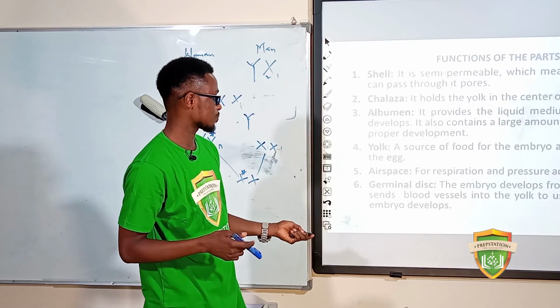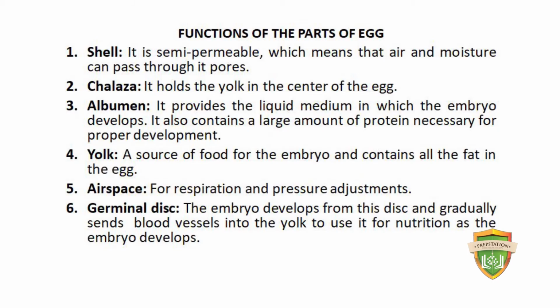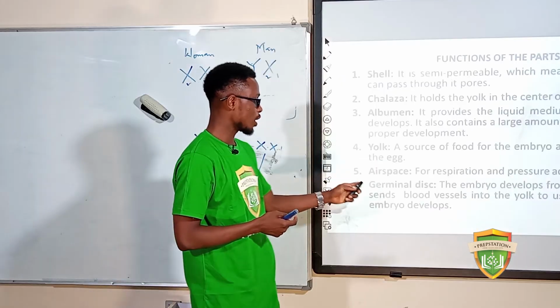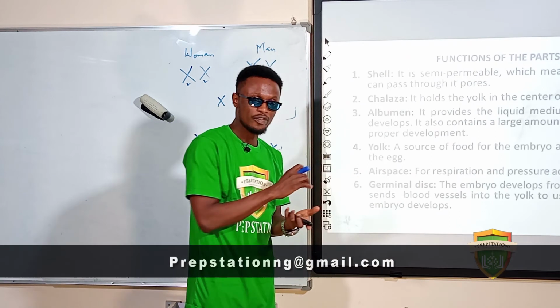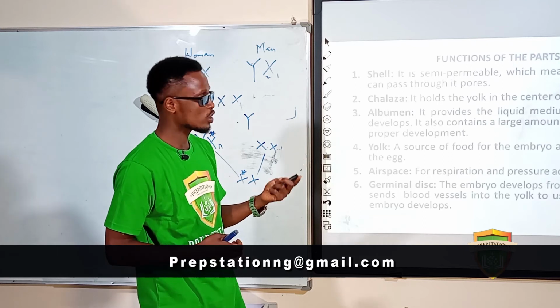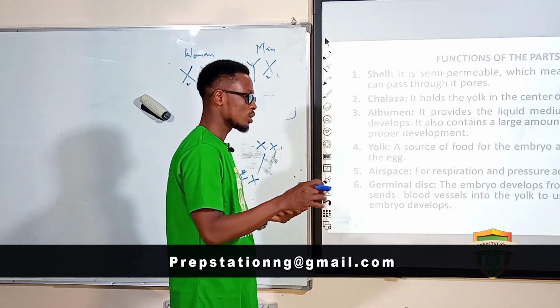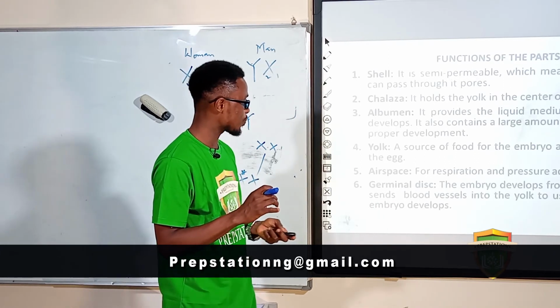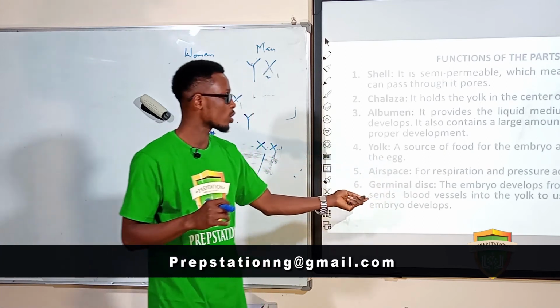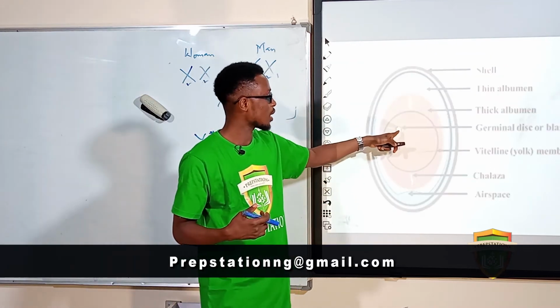You have the germinal disc. Now this is the germinal disc. The embryo develops from this disc and gradually sends blood vessels to the yolk to use it for nutrition as the embryo develops. When you get a fresh egg, you notice that it has yolk, albumen, and the rest. But when you get an egg that is due for hatching, then you break it, you notice that all those yolks and the albumen will disappear. That's because this germinal disc was able to grow, that's the embryo developing from this germinal disc.